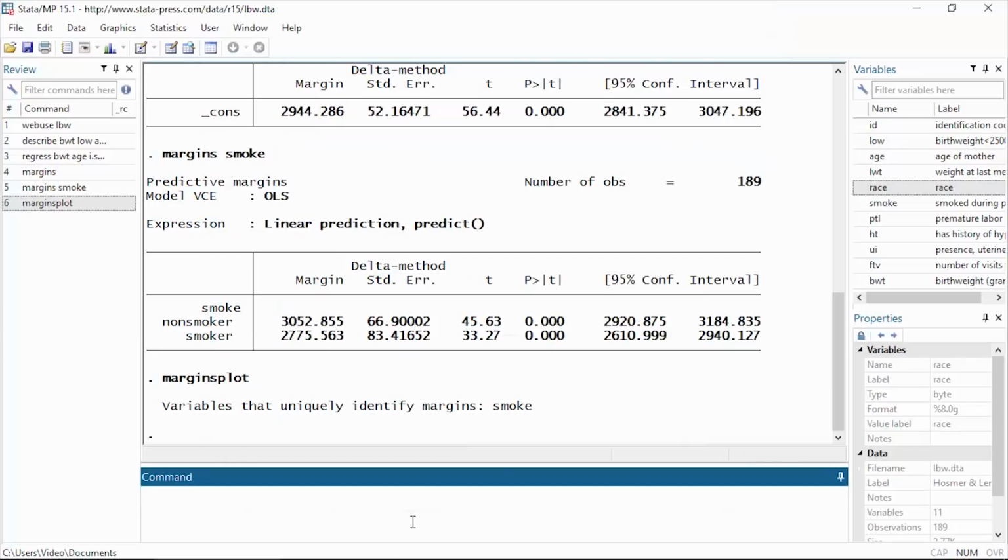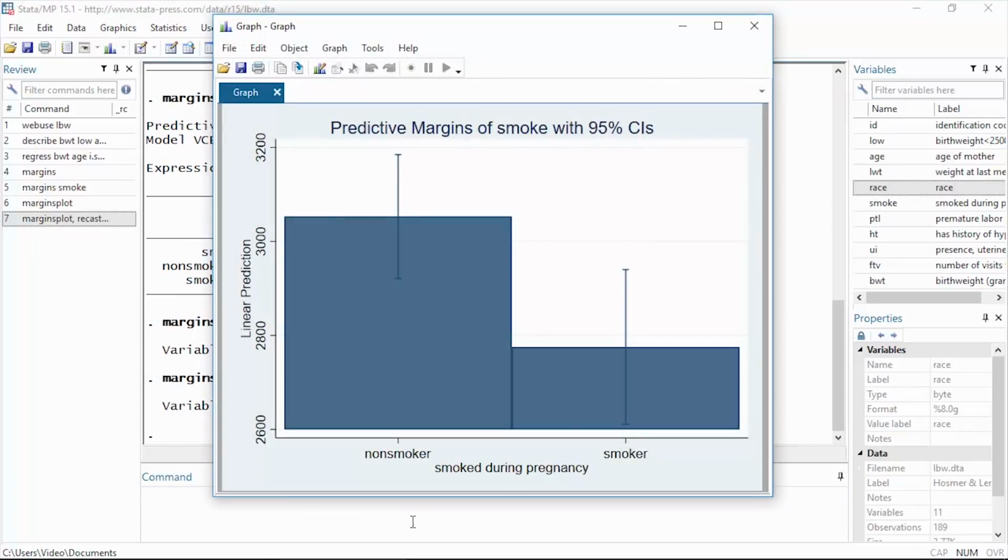Now, some people prefer plunger plots, some people call them. So I can type comma recast(bar), and Stata will draw a plunger plot instead. Again, for mothers who didn't smoke and mothers who did smoke. And the bar is again representing the expected birth weight of the infants of these smokers and non-smokers.